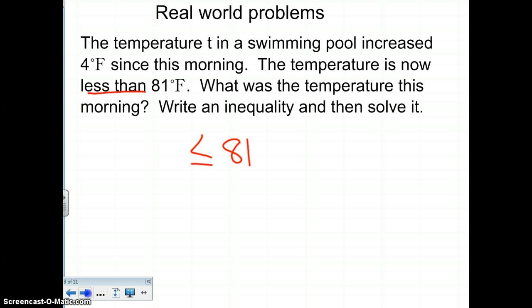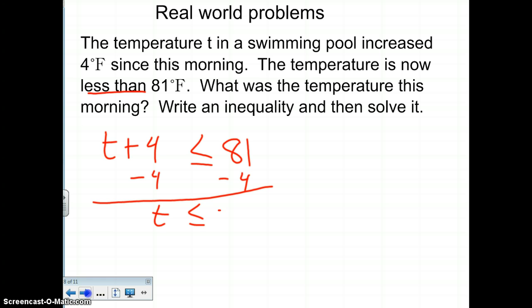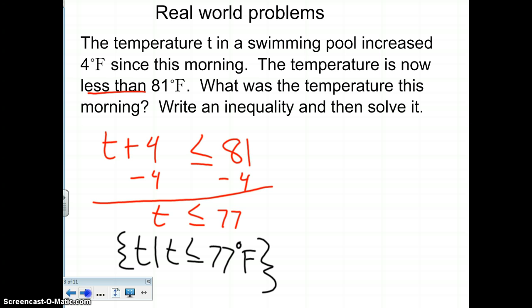Now we need the left side of this inequality. The temperature T in a swimming pool increased, that's addition, 4 degrees. So now we have an inequality. They ask us to solve it. We can subtract 4, and we get T is less than or equal to 77. If I put this into set builder notation, again we just go T such that T is less than or equal to 77 degrees Fahrenheit. So any temperature that's at 77 degrees or below would satisfy this inequality.